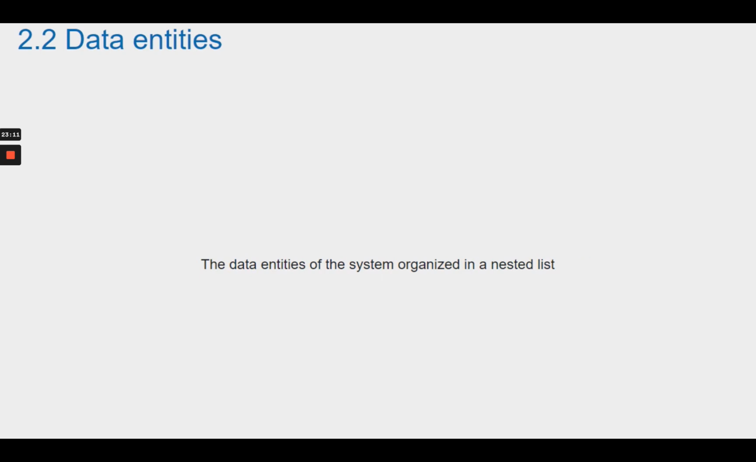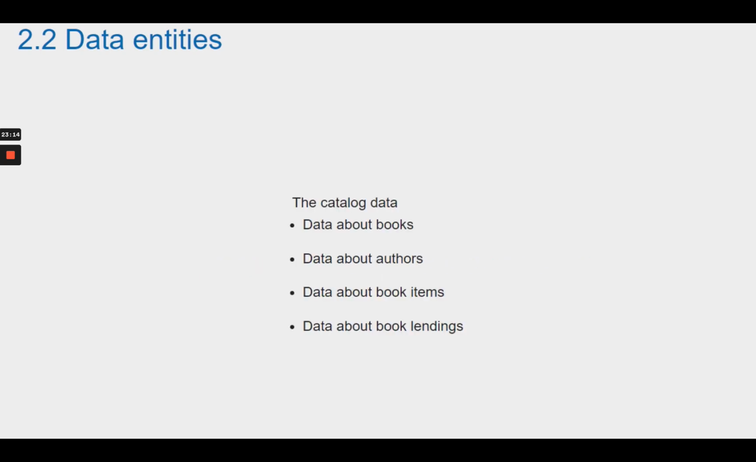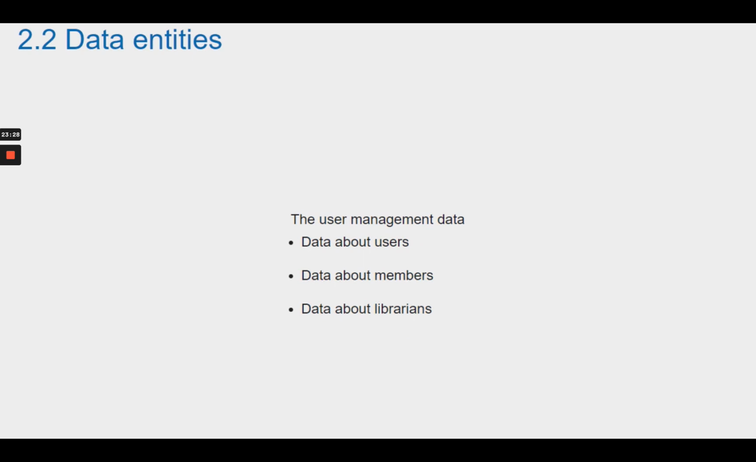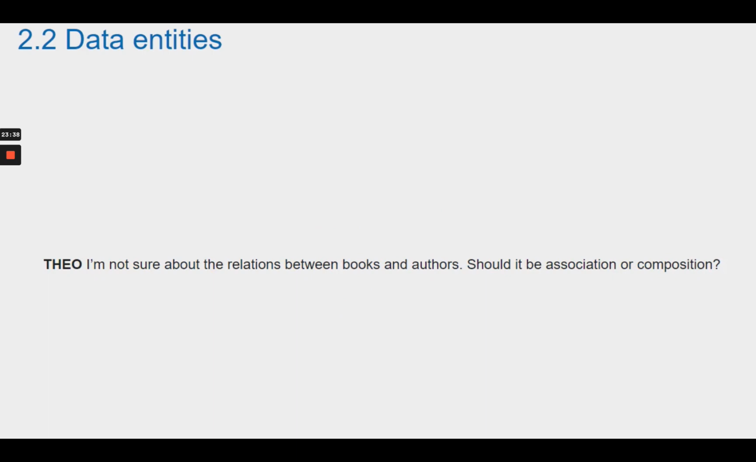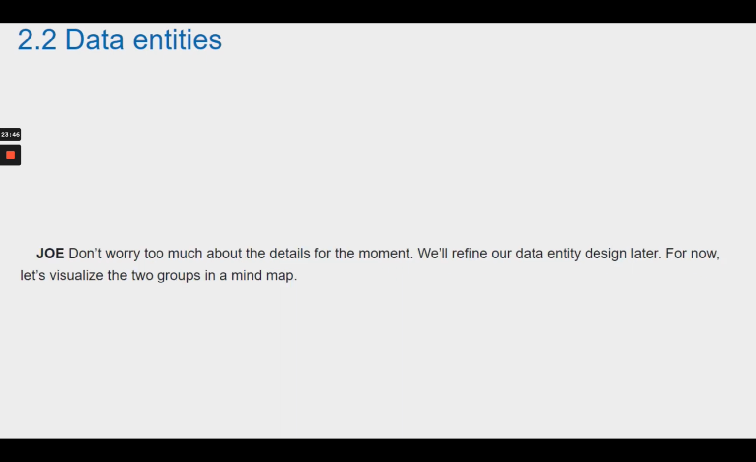The data entities of the system organized in a nested list. The catalog data: data about books, data about authors, data about book items, data about book lendings. The user management data: data about users, data about members, data about librarians. Theo: I'm not sure about the relations between books and authors. Should it be association or composition? Joe: Don't worry too much about the details for the moment.